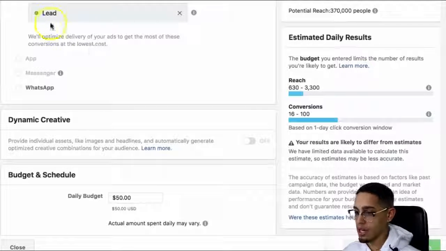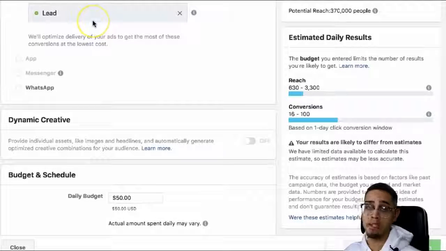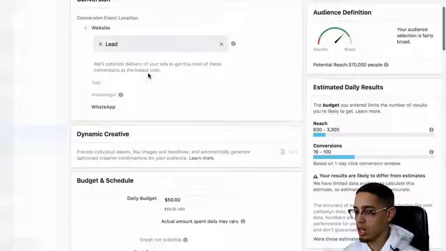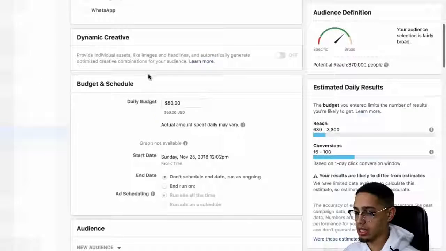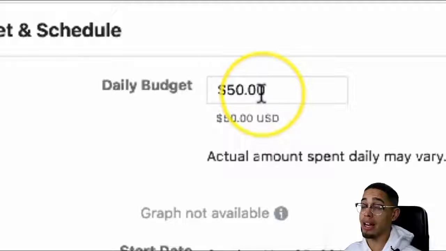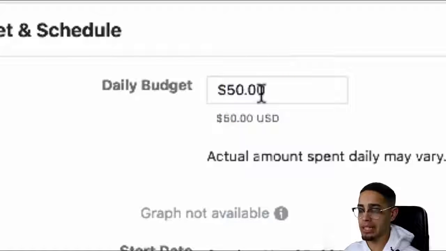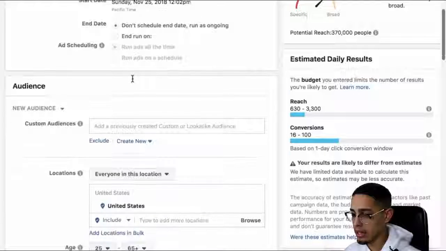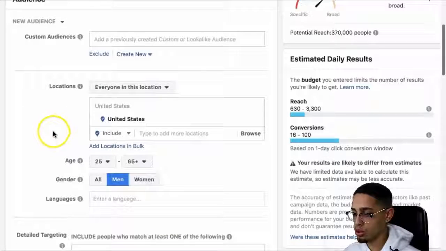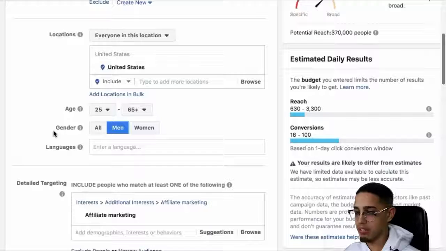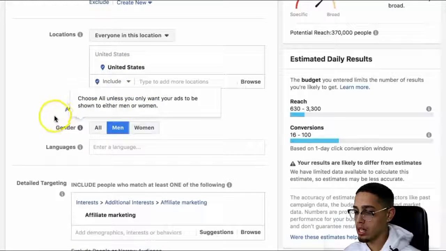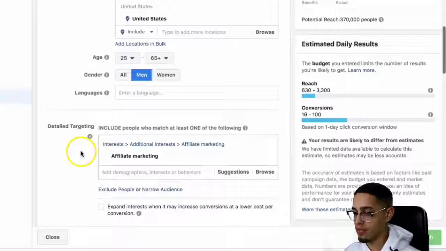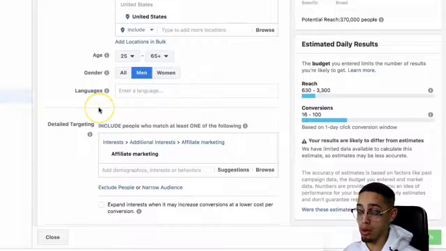First, as far as conversions, I'm optimizing for leads. Next, my daily budget is $50 per day, but I'd highly recommend starting at $5 per day until you find a winner. Then you scale that winner. Who am I looking to reach? Everybody in the United States. The age is 25 to 65. I'm targeting men because my brand is more congruent with men.